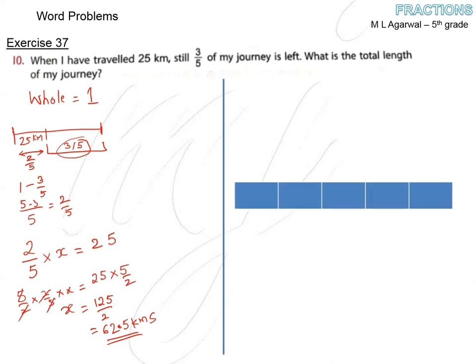Now if I have to do it in the case of a block. Okay. So I am dividing this into 5 equal parts. Okay. So 5 equal parts is this, and 3 of my parts, so I have 3 upon 5 is remaining. Okay. And so what is the other part? 2 upon 5 from the whole. Correct? So I have completed 2 upon 5 and 2 upon 5 gives me 25 kilometers.